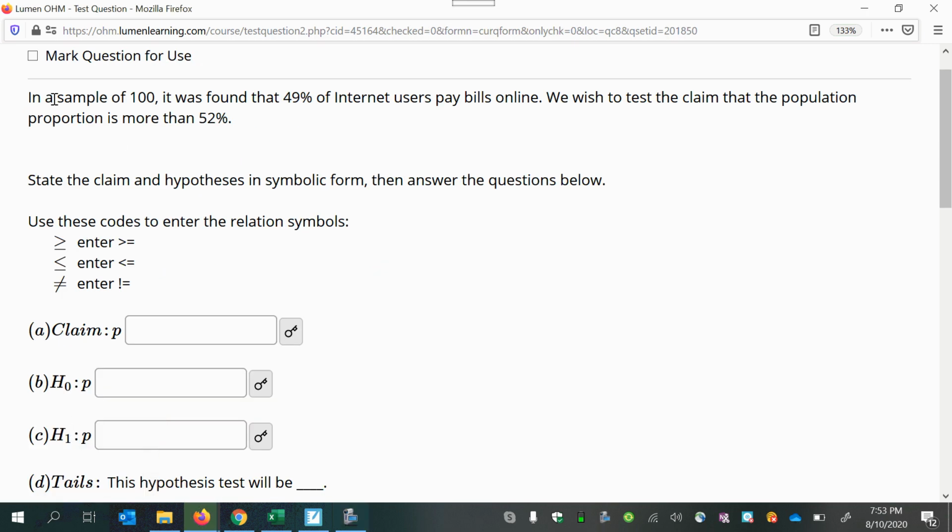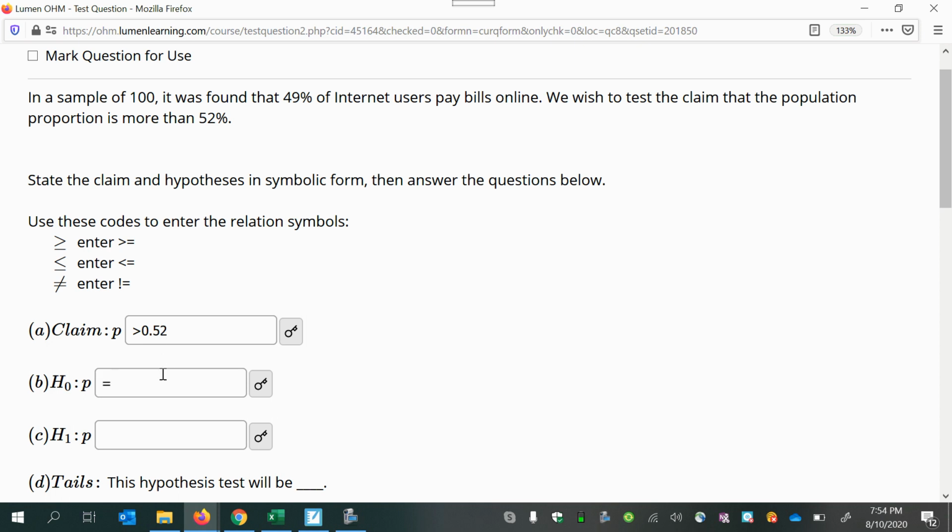And we have another similar example where we see that it was found that 49% of internet users pay bills online. We wish to test the claim that the population proportion is more than 52%. So P is more than 0.52.